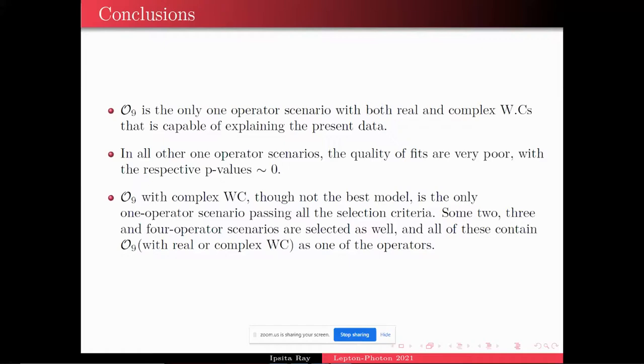So to conclude, we see that with the present data set, O9 is the only one operator scenario with both real and complex Wilson coefficients that can explain the present data. And in all the other one operator scenarios, we have very poor quality fits with p values approximately 0. And O9 with complex Wilson coefficient, though it's not the best model, is selected in the selection criterion. And some other 2, 3, and 4 operator scenarios are also selected. And all of these contain O9 with both real or complex Wilson coefficient as one of the operators.